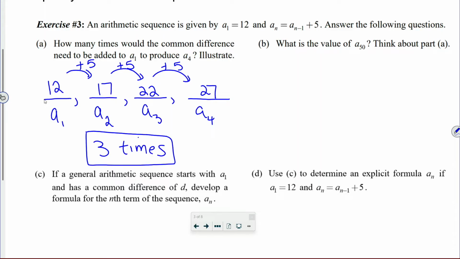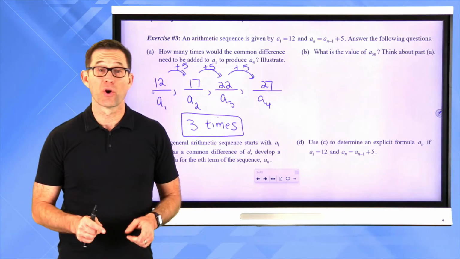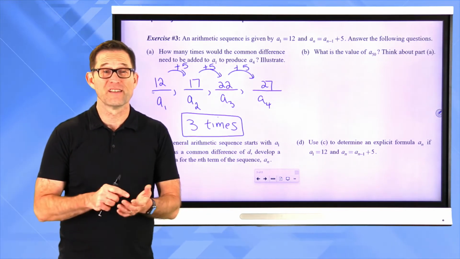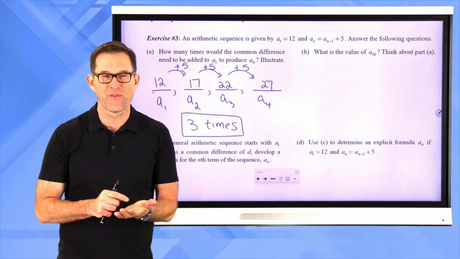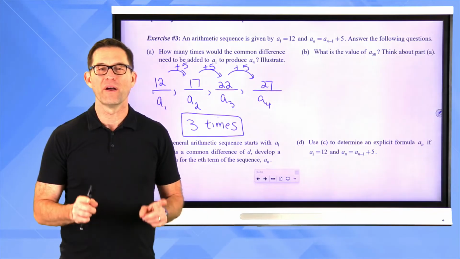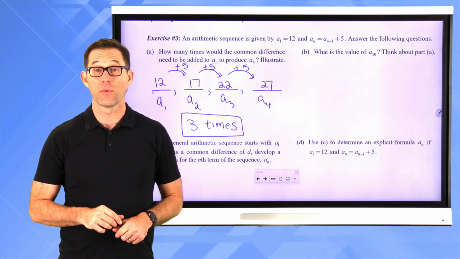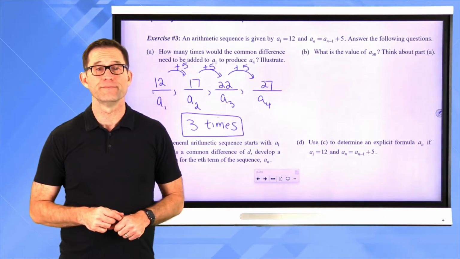What is the value of a sub 50? Think about part A. In other words, I want you to come up with the 50th term, and what I certainly don't want you to do is sit there and go plus 5, plus 5, plus 5, plus 5, plus 5. I don't want you to do that. So pause the video now and see if you can figure out how to generate the 50th term of the sequence and then figure out its value.